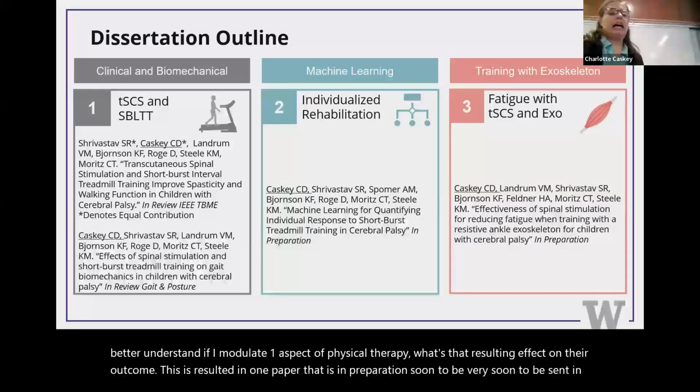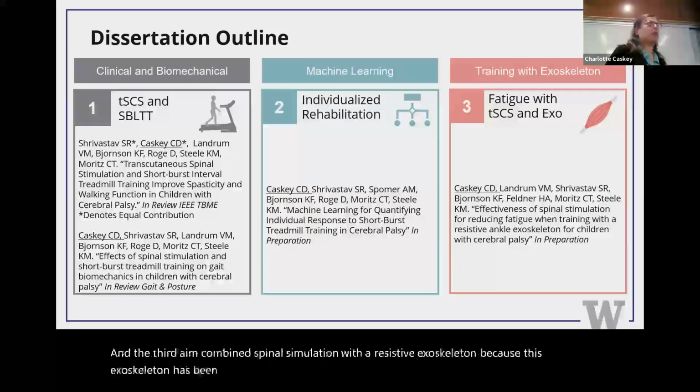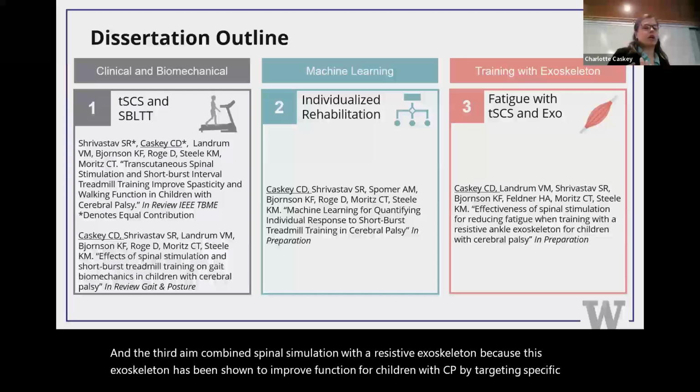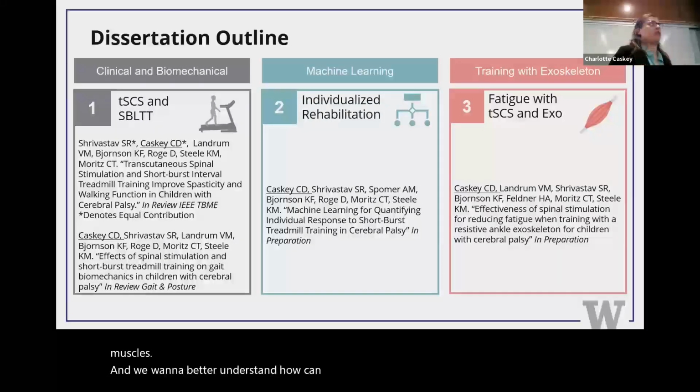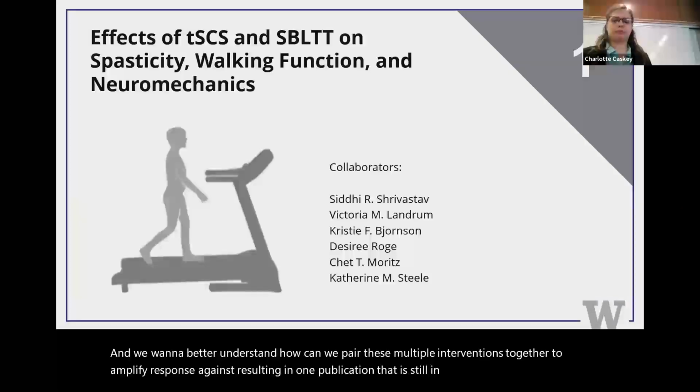And the third aim combines spinal stimulation with a resistive exoskeleton, because this exoskeleton has been shown to improve function for children with CP by targeting specific muscles. And we want to better understand how we can pair these multiple interventions together to amplify response, again resulting in one publication that is still in preparation.